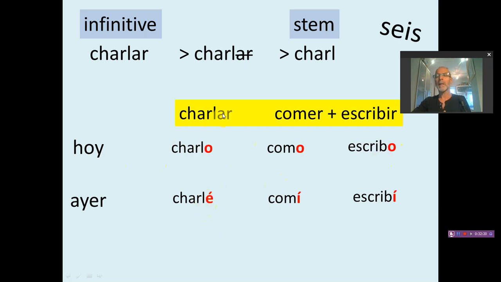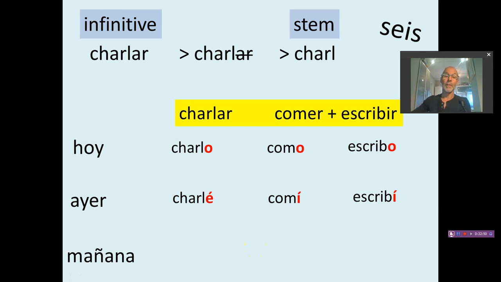If it's an AR verb like charlar, it's an E with an accent that goes on the end for past tense, charlé. If it's one of the other two, and comer, escribir, ER, IR type verbs, it's an I with an accent that goes on the end, comí, escribí. Okay. Finally, we've already seen how we talk about our future plans, don't we?